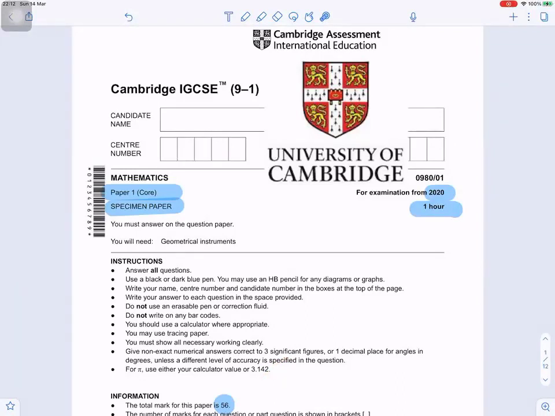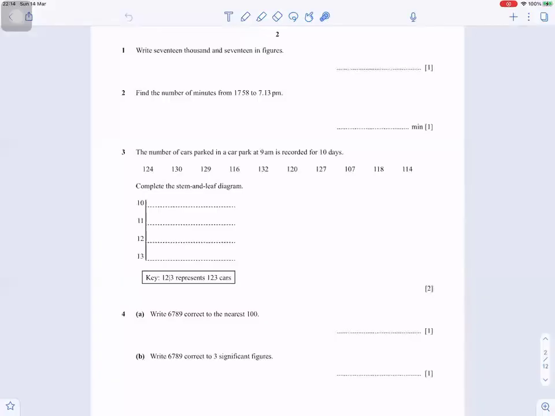So you go through the instructions and it says use a black or dark blue pen. You may use an HB pencil for any diagrams or graphs. So go through those instructions, enter your candidate name and your center number in the spaces provided above. Here is question number 1 all the way to question number 4.